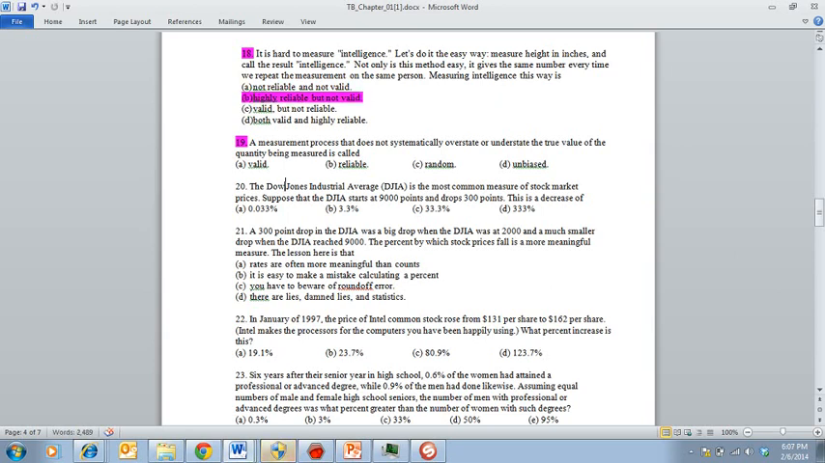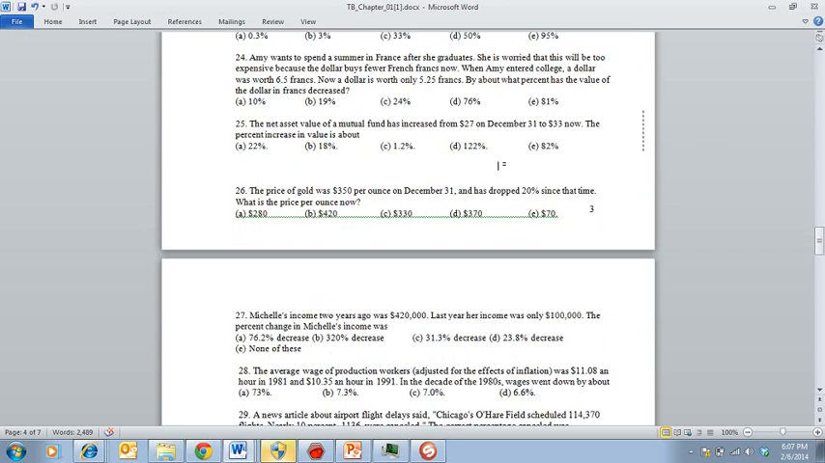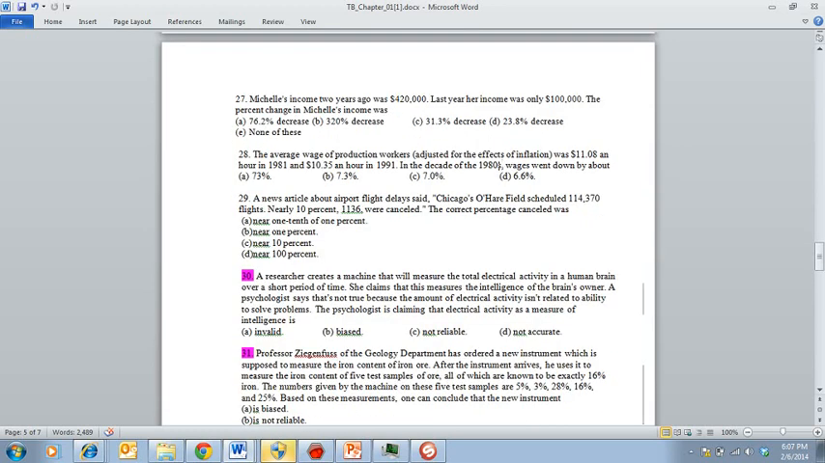Number 19, a measurement process that does not systematically overstate or understate the true value of the quantity being measured is unbiased, right? If you remember from that video we watched, bias and systematic errors are the same. So if it does not systematically overstate or understate the true value of the quantity, it is definitely unbiased. Let's see, the rest of this page is for 1.3. Oh, all right, number 30 is for 1.2.